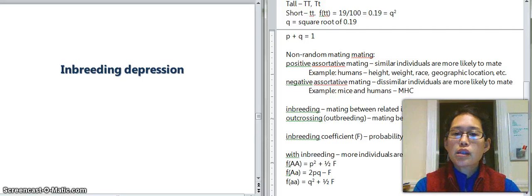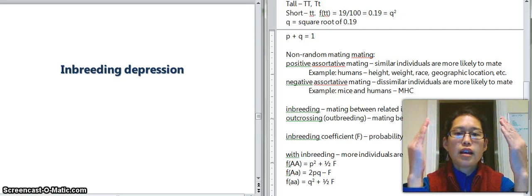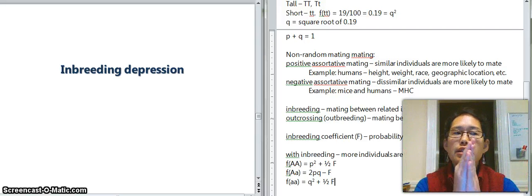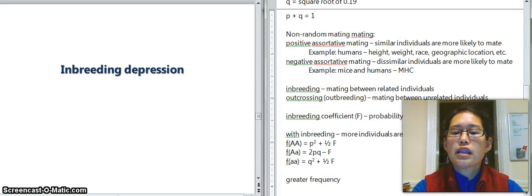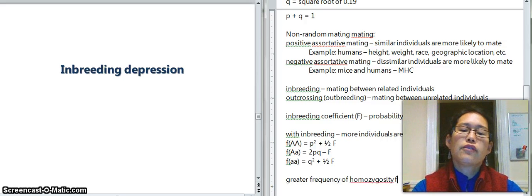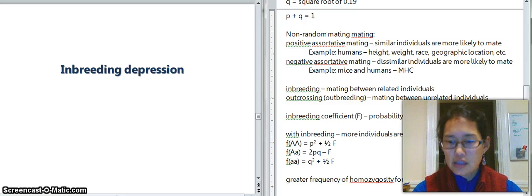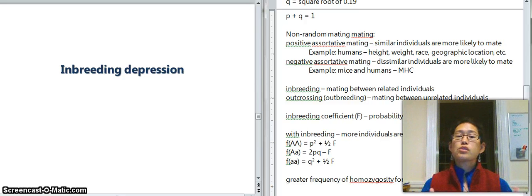Now, one of the consequences of an increase in homozygosity is that deleterious alleles end up coming together as homozygotes. So we have a greater frequency of homozygosity for recessive deleterious alleles. And this is what causes the inbreeding depression.